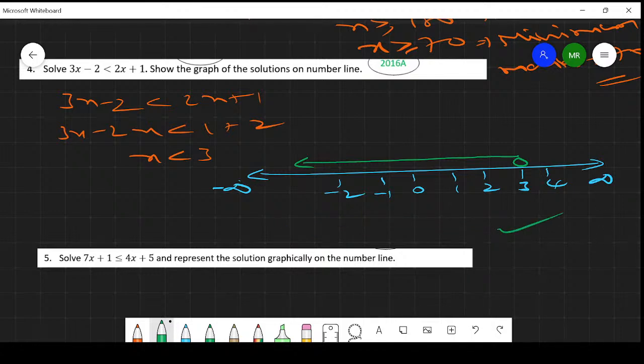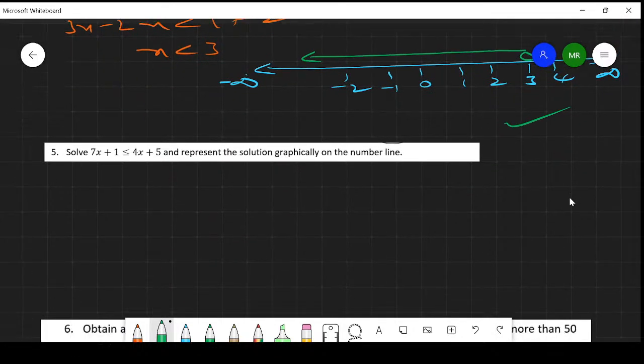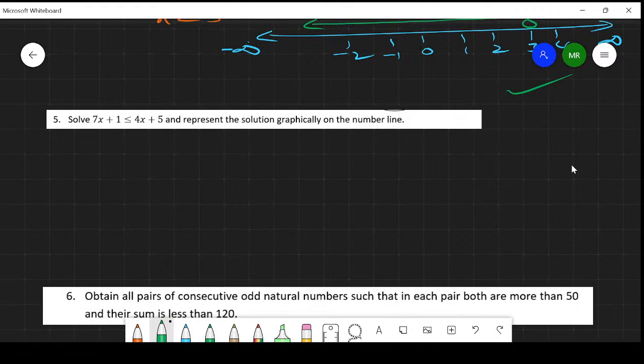Right. This is the number line representation. That's all. Next one. Solve 7x plus 1 less than or equal to 4x plus 5 and represent the solution graphically on the number line. They are asking graphically on the number line.